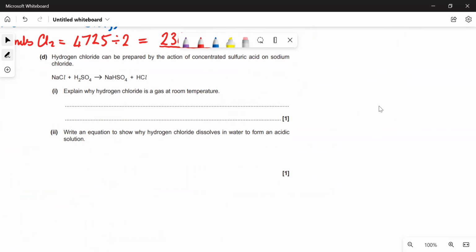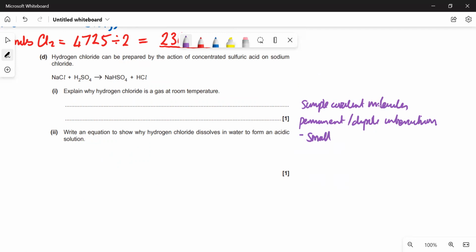Right. Explain why hydrogen chloride is a gas at room temperature. Well, I'm just going to say it is a simple covalent molecule. And the intermolecular forces, well, there will be permanent dipole-dipole interactions between the molecules. Probably a good idea to say only a small amount of energy is needed to overcome those. So that means it's going to be a gas at room temperature.